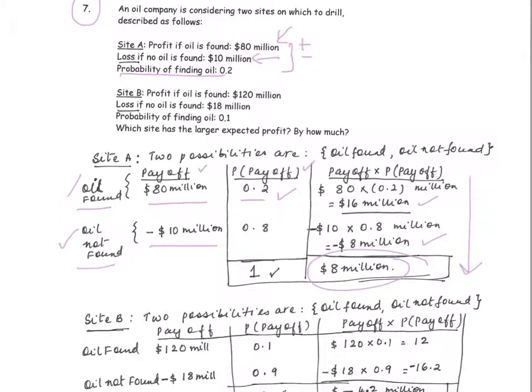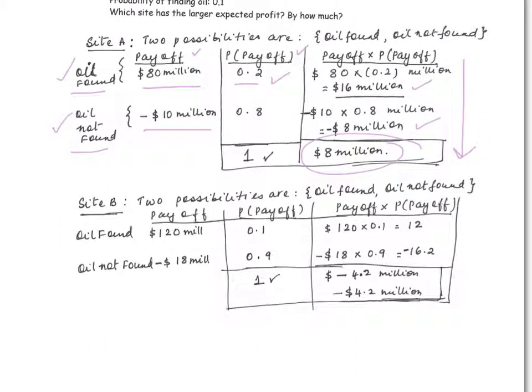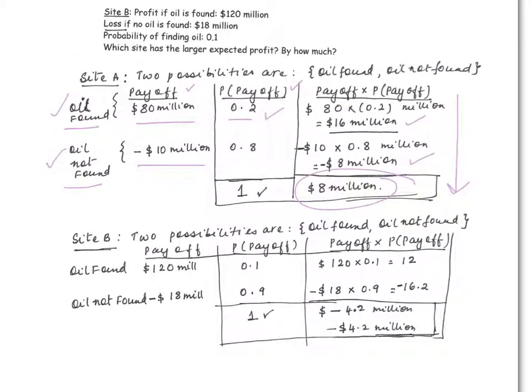Now let's look at site B. For site B, the details are given. Profit is pretty huge. The profit is 120 million if oil is found. And the loss is also pretty big if oil is not found. It's $18 million. So a profit is positive, a loss is negative. The probability of finding oil is 0.1.